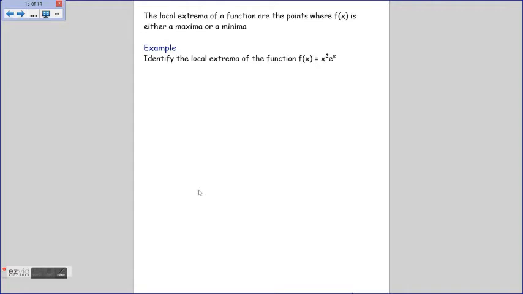So let's take a look at our final example. Our final example is a little bit different. It deals with local extremas. The local extrema of a function are the points where f of x is either a maximum or a minimum, just to recall. So in this particular example, we want to identify the local extremas of the function f of x is equal to x squared e to the x.